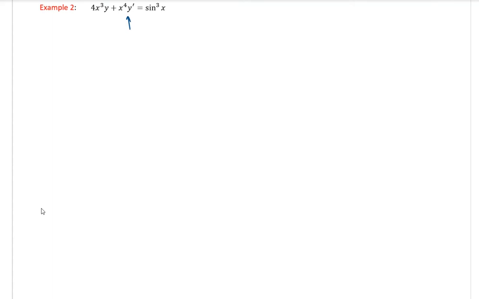We need to get this in the form of y prime plus a(x) y equals b(x), meaning we need to get y prime by itself. So I'm going to divide everything by x squared, or x to the fourth rather. So this by x to the fourth, this by x to the fourth, this by x to the fourth. And some of you may already see what's going to happen with this.